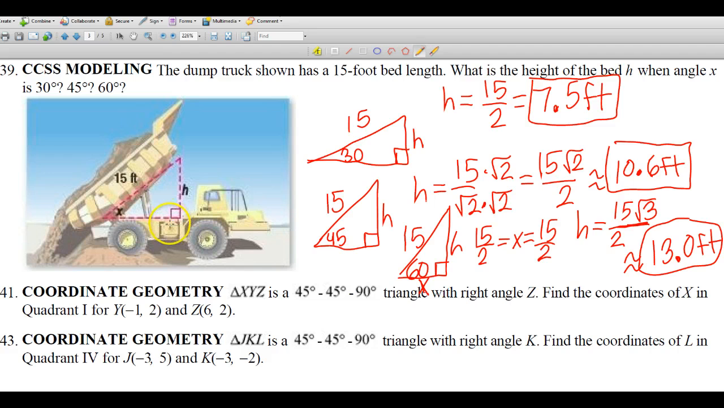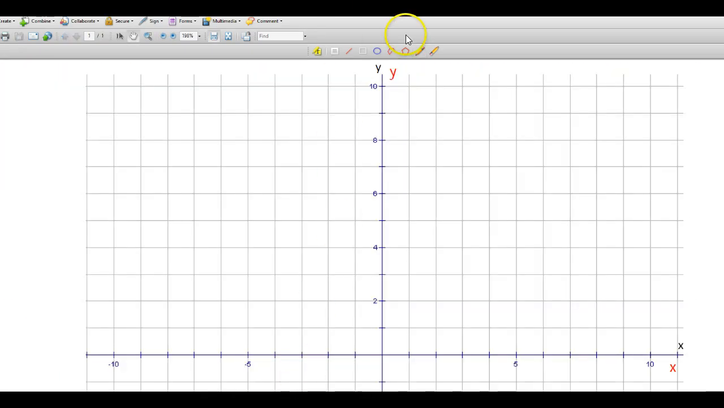For number 41, triangle XYZ is a 45, 45, 90 triangle with right angle Z. Find the coordinates of X in quadrant 1 for Y, -1, 2, and Z, 6, 2. So we'll go to our graph and plot those points. So we have Y is -1, 2, so left 1 up 2. And we have that Z is 6, 2. So over 6 up 2 is Z.